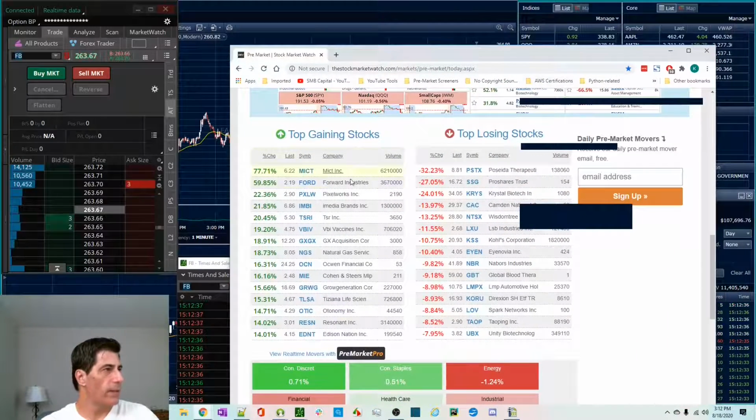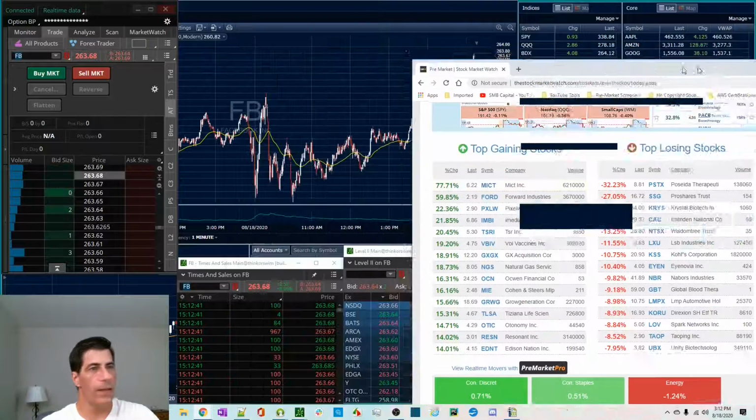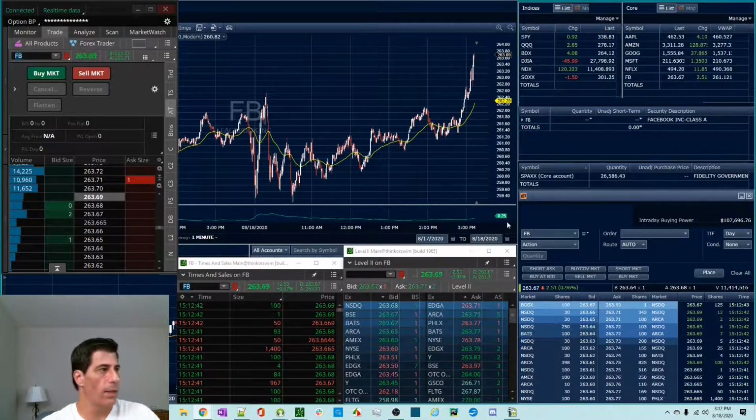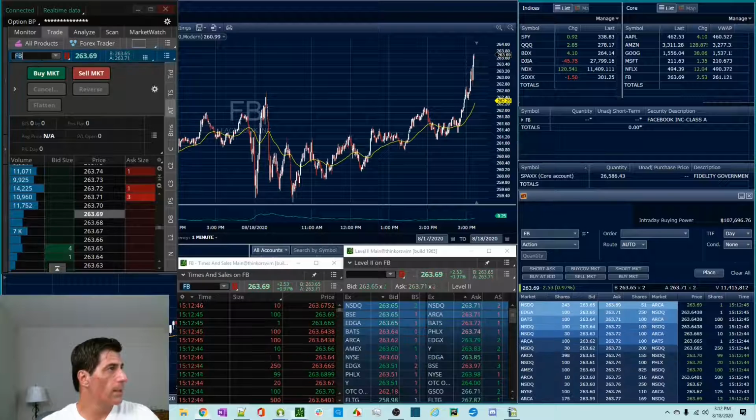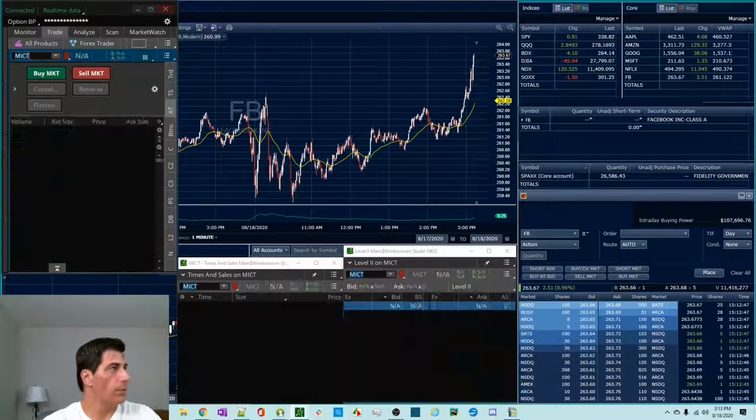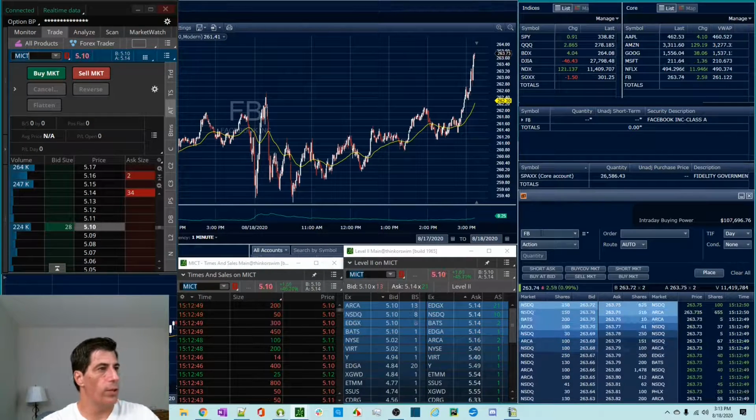So I looked at some of the most actives. This was one of the ones in pre-market, this MICT. Let's take a look at it and see if we can see the discrepancy. That's more of a small cap name where you might want to see multiple levels because you might have multiple thousand shares.